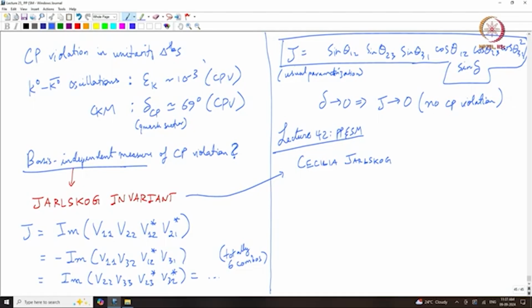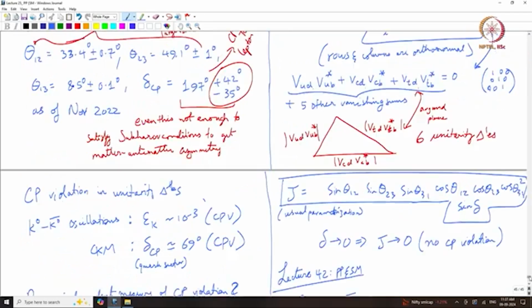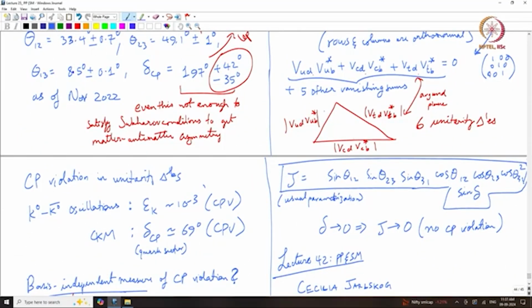I am going to claim that this Jarlskog invariant is nothing but 2 times the area of any of the unitarity triangles. Remember there are 6, any of the 6. How do I know that? Because let us go back to this unitarity triangle.